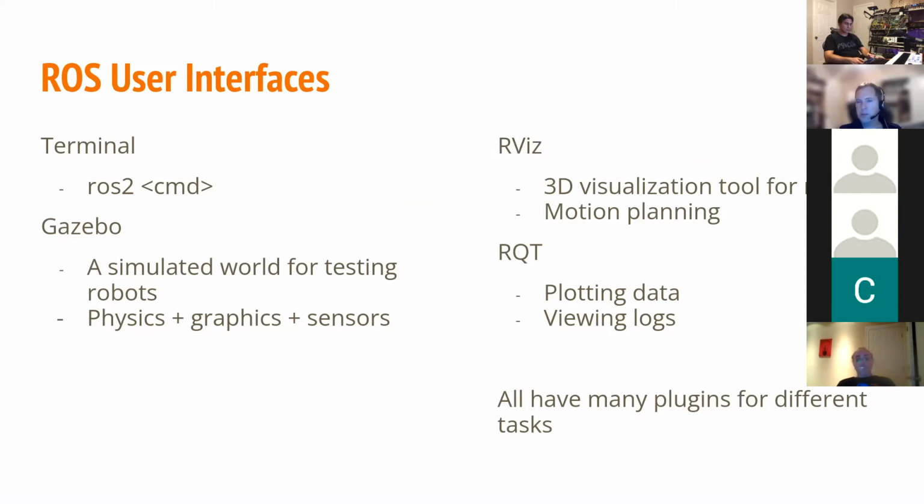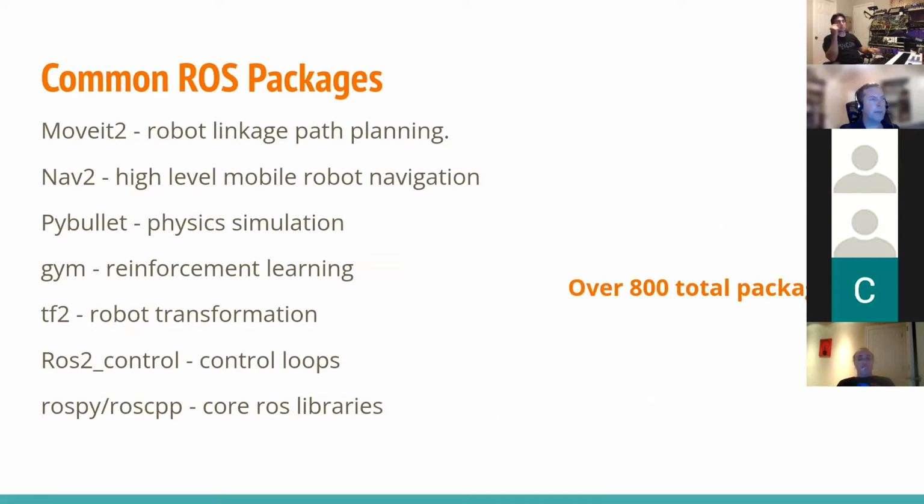And with the open source community, there's a lot of people that have extended these tools to do lots of different applications. Packages. Okay, we talked about these at the beginning. So MoveIt. It's the way for robots with linkages and path planning of the linkages. So how do the arms move in order to do a certain task? And we've got Nav2, which is high-level mobile robot navigation. So something that's got wheels and is moving around.